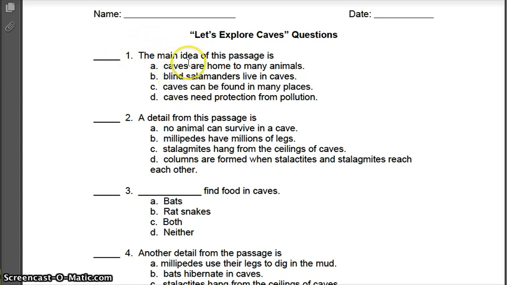Number 1, the main idea of this passage is. So remember, when you think about main idea, you're thinking about what the whole entire text is about, not just what's one thing that it said. What is the whole thing about, okay? So remember that. Number 2, a detail from this passage is. So remember when we talk about a main idea like a table, the main idea is the top, what the whole thing is about, and a detail is like one thing that it said in the text, okay? Just one thing that it said in the text.